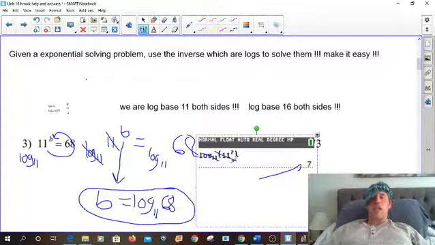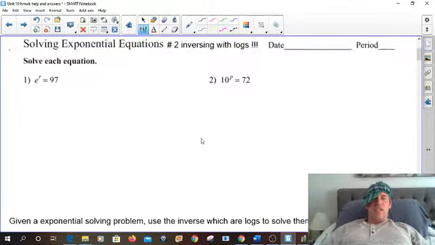Say it with me. Log base 11 gets rid of base 11. And what are we left with? Just a 7. And just bring it down. That's it. Bring it down. Cool.